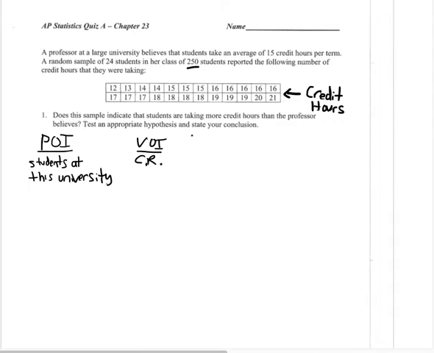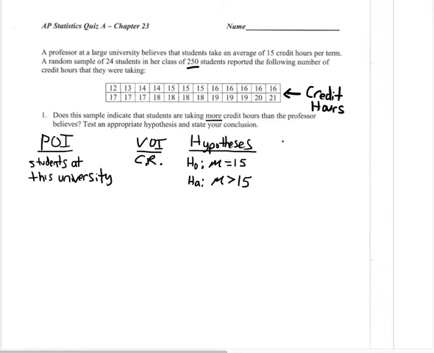Should we just go to our hypotheses? I think so. So our hypotheses. H sub 0, remember we should only ever have parameters in our hypotheses. So H sub 0 is going to be mu, the true mean number of credit hours that are being taken. We'll assume that the professor is right, in other words, nothing unusual is true. So we'll assume 15 credit hours. And are we interested in more, less, or different? Does this sample indicate that students are taking more? It says right here. So my alternative is mu is greater than 15 credit hours.